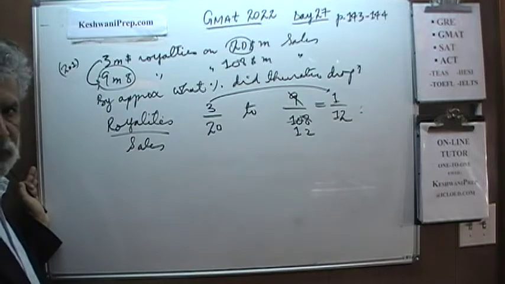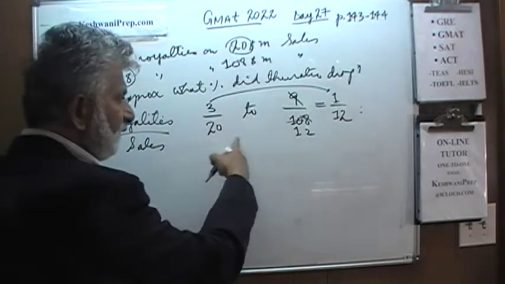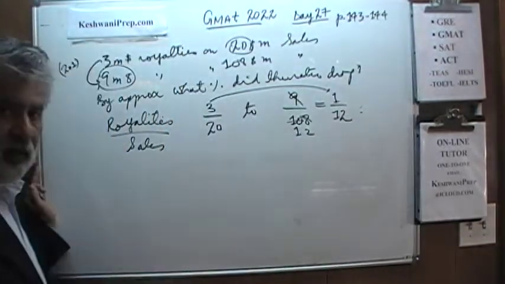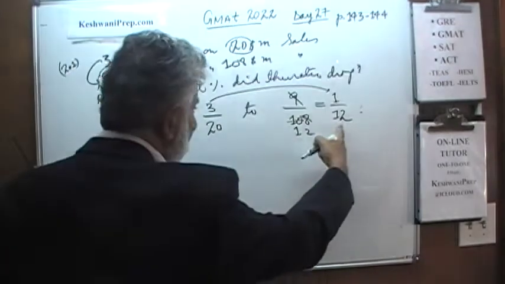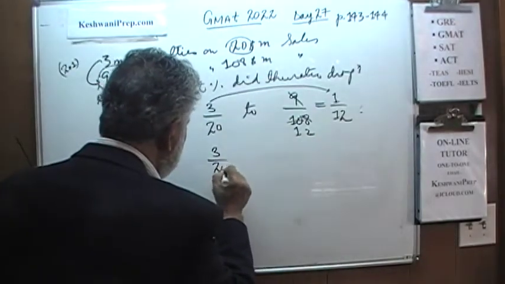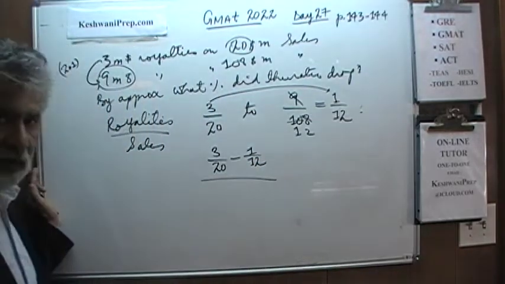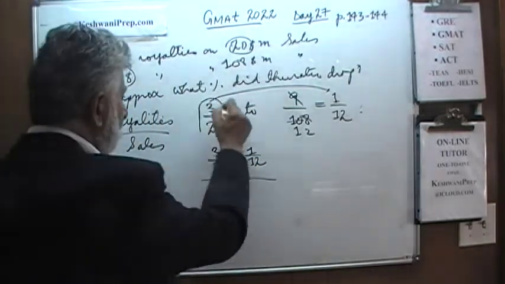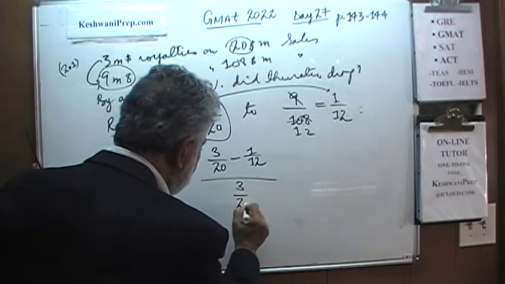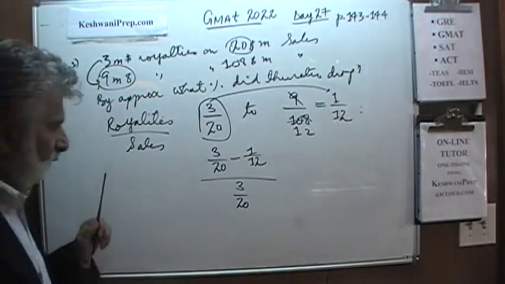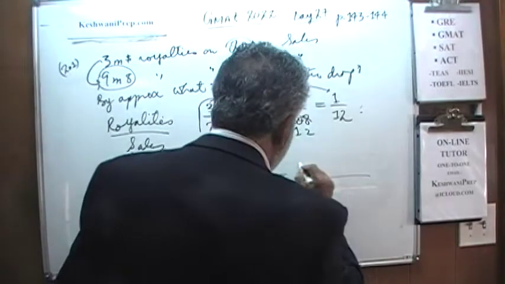How do we do percentage change? Just like before, we went from 15 to 8, that was a difference of 7. Here we have to find out the difference. So 3/20 minus 1/12, and you divide that by the original number, which is this guy. We started out with 3/20, and that's the calculation we have to do. That's all. Find the common denominator.